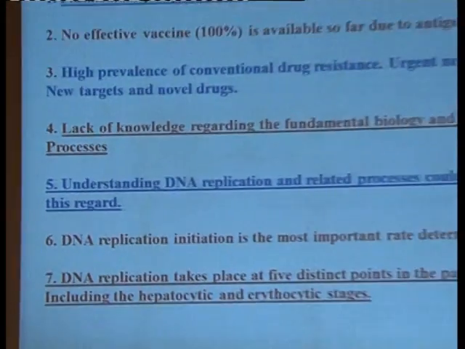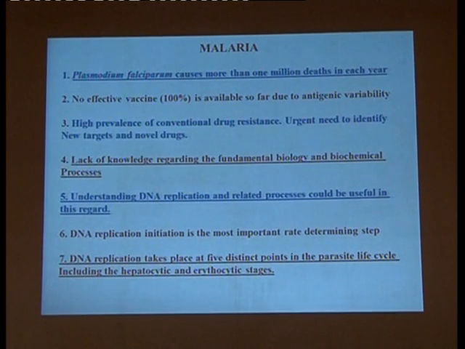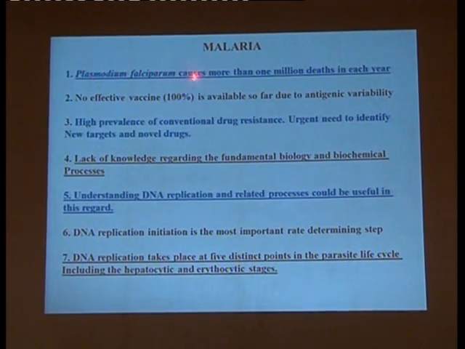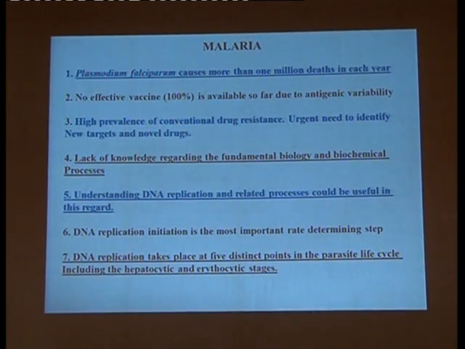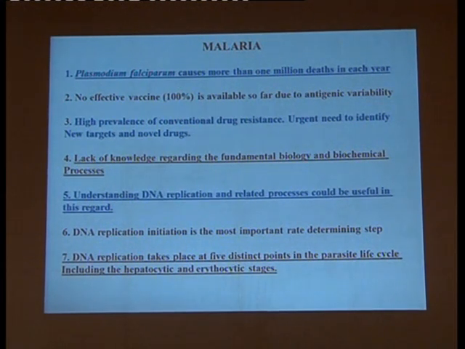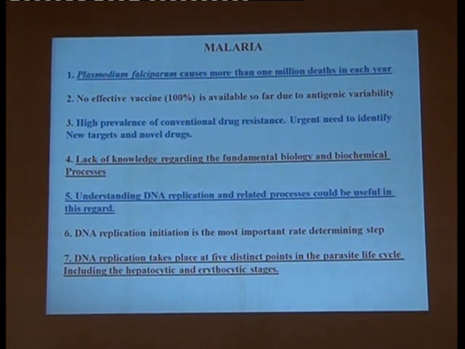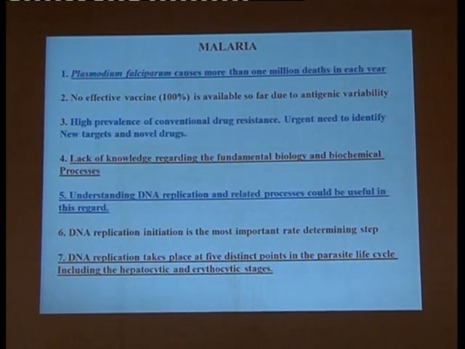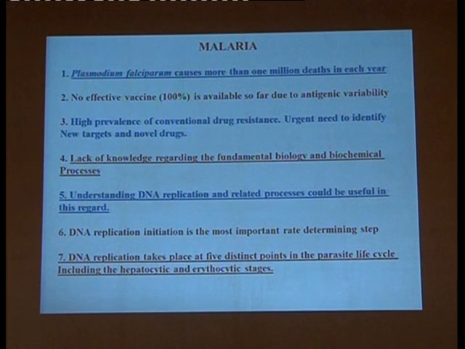Malaria, caused by Plasmodium falciparum, causes more than 1 million deaths. The problem is that there is no vaccine that is 100% effective, and the only effective drug, artemisinin, is facing resistance. Why is this happening? Artemisinin is a Chinese herb. It's not a synthetic drug which you can easily produce.